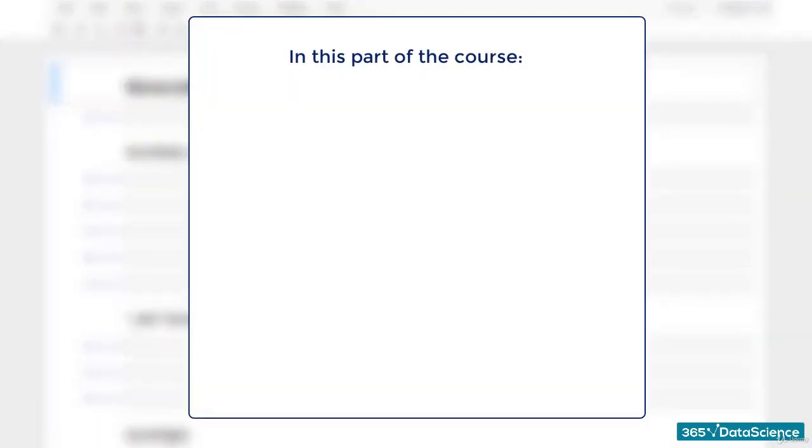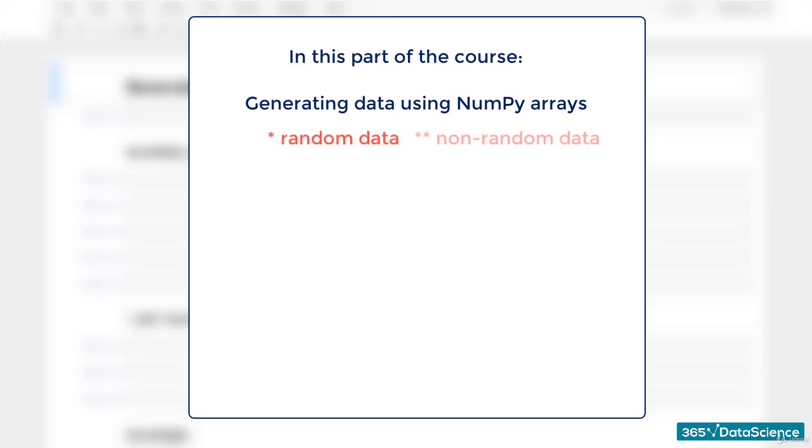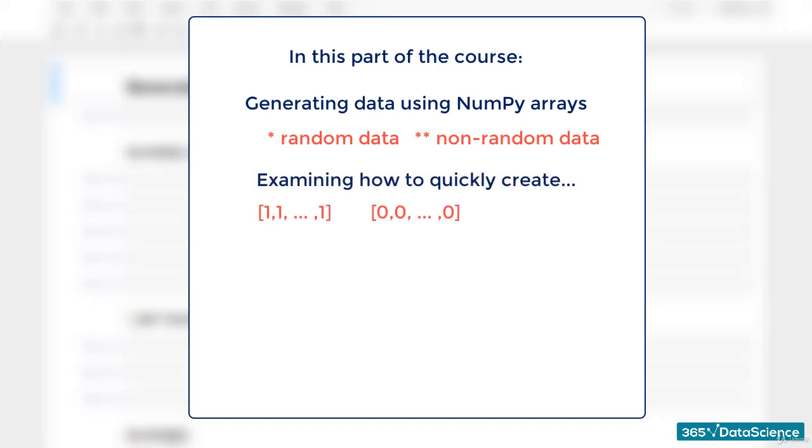Welcome back. In this part of the course, we're going to focus on generating data using NumPy arrays. This will comprise random as well as non-random data, and we'll explain when to do what. We'll start by examining how to quickly create arrays full of ones, zeros, or any other values we need. After that, we will move on to random data.